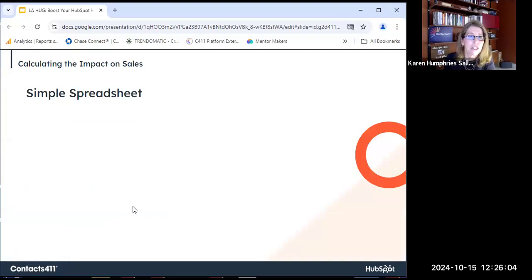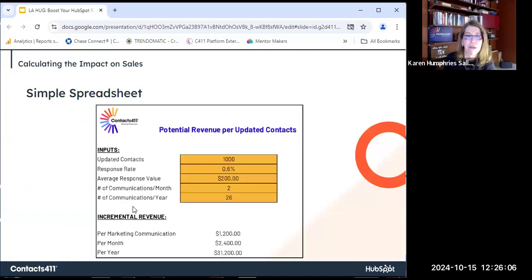So here's a simple spreadsheet. Happy to share this with everybody. The inputs are simple. We're going to put in 1,000 updated contacts, a response rate of 6%. We're going to update it to $200 just for the fun of it. Then how many communications do you do a month? Let's say you do 2. I bet most of you do more than that.